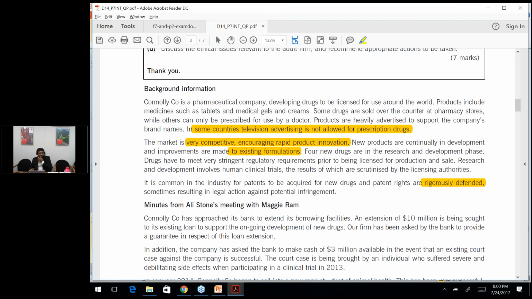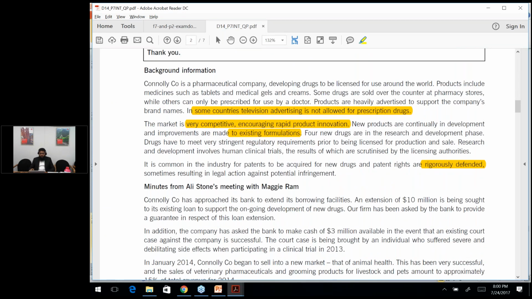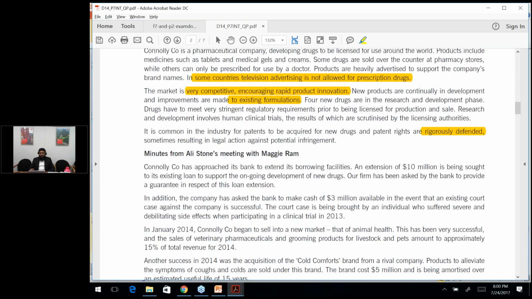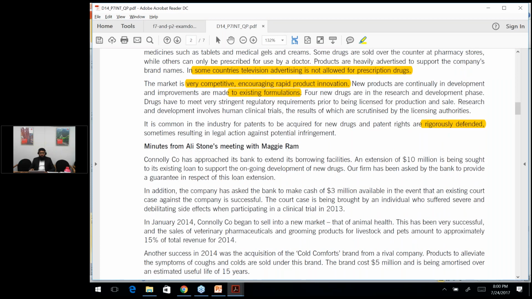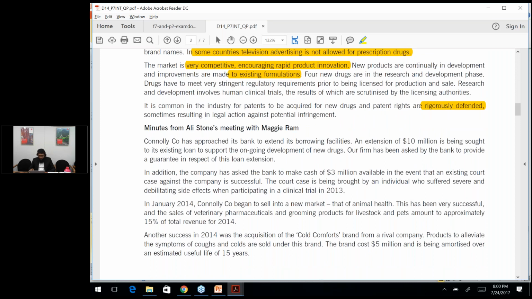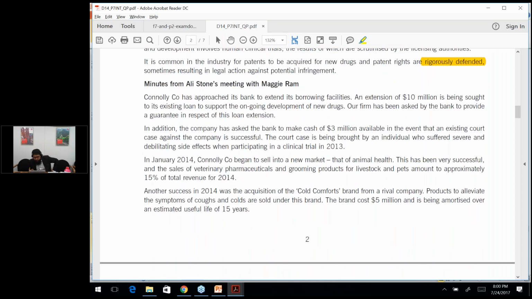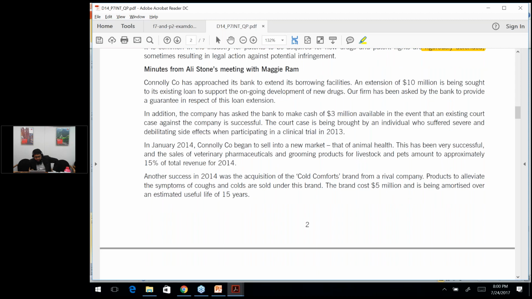Then the next step is Connolly has approached its bank to extend its borrowing facilities. An extension of 10 million is being sought to its existing loan to support the ongoing development of new drugs. Our firm has been asked by the bank to provide a guarantee in respect of this loan extension.